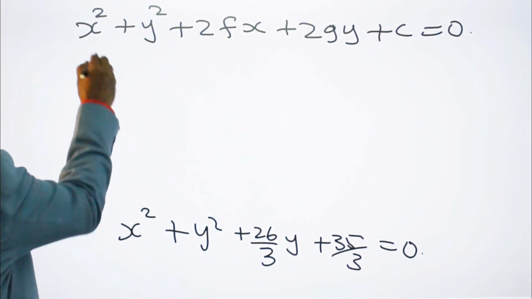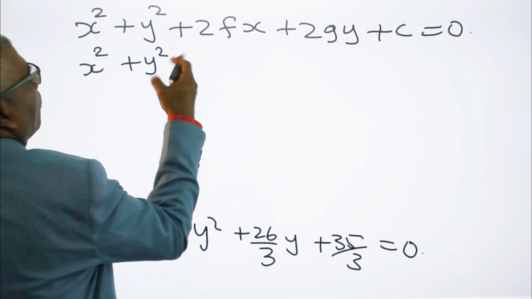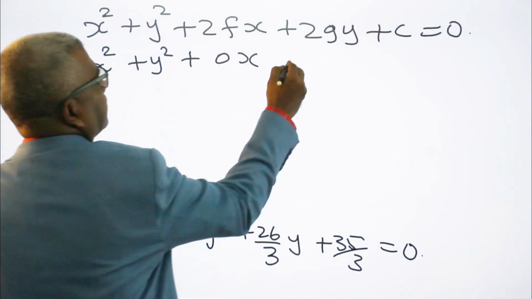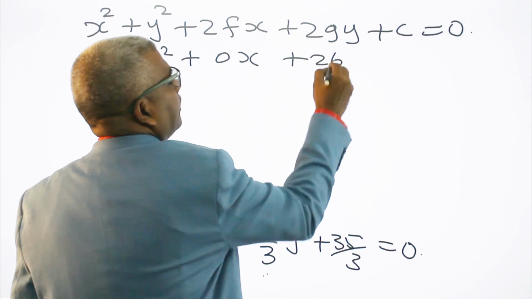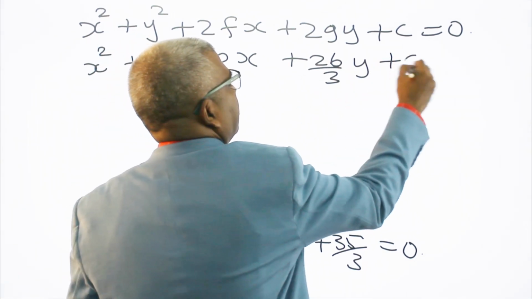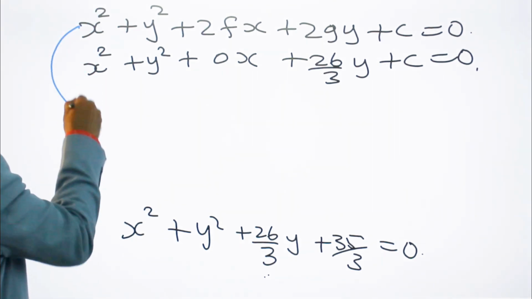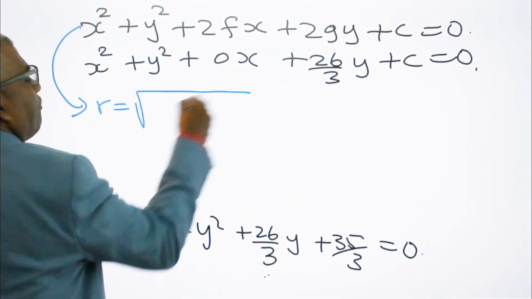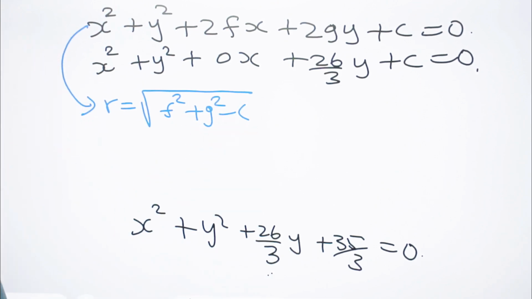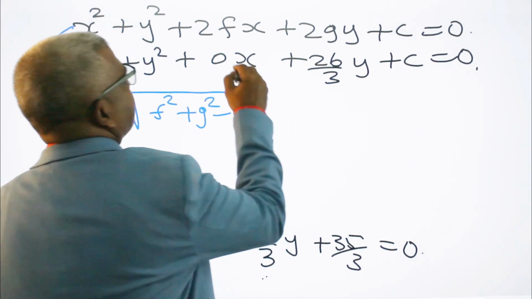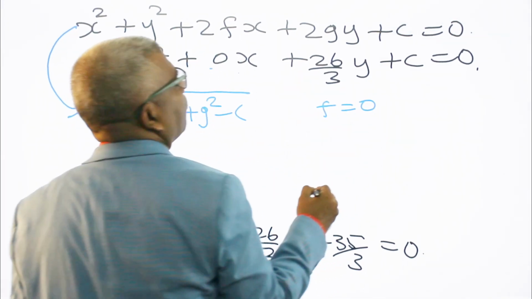This is the same method: x squared plus y squared plus 0x, because there is no x, plus 26 by 3 y plus c is equal to 0. Here, what is the radius? For this, what is the radius formula? The square root of f squared plus g squared minus c. Okay. Here f is 0 because 2fx is 0x. f is 0. g is what?